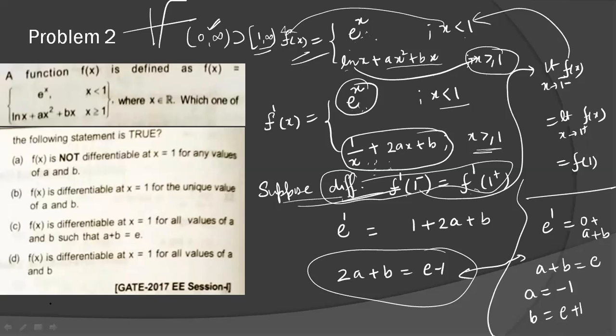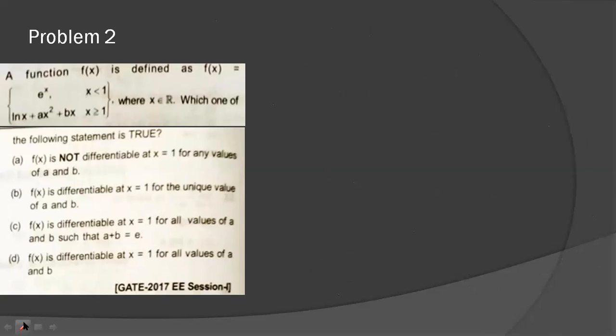Now see the D option. What is the D option here? D option is telling f(x) is differentiable at x equal to 1 for all values of a and b. No. We got another equation, 2a plus b equal to e minus 1. f(x) is differentiable at x equal to 1 for the unique values. Yes, we got the unique values a equal to minus 1 and b equal to e plus 1.